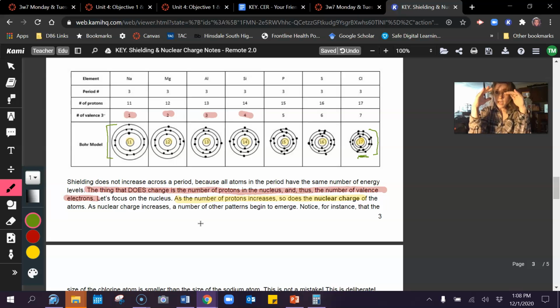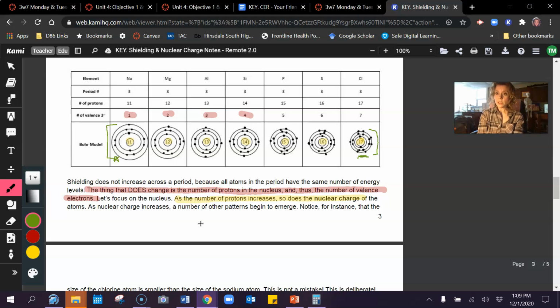It's going to make those energy levels nice and tight around the nucleus because it has 17 protons compared to sodium's 11. So sodium is still going to have a pretty good nuclear charge, but it's not as strong as chlorine because chlorine has 6 more protons than sodium does. So sodium isn't going to draw those electrons in as tightly as chlorine is going to. So our sodium atom has a little bit of a larger diameter than our chlorine atom does. And the reason for that is because of the nuclear charge.